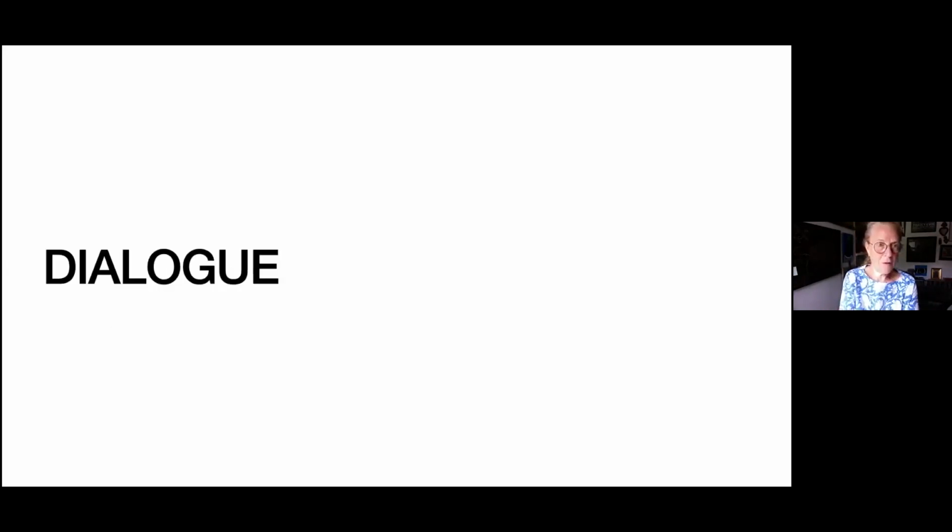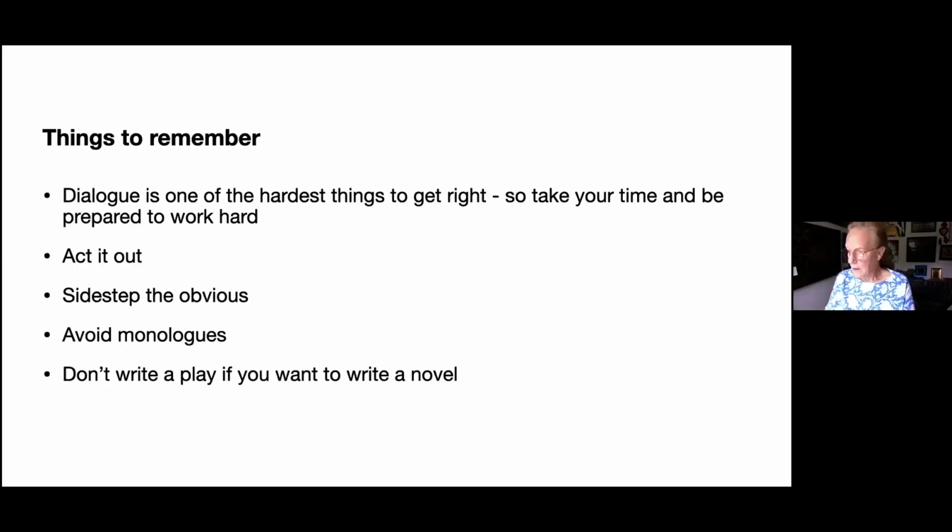Right, dialogue. So dialogue is really tricky, I'm afraid. There's nothing to say about it other than that it is really hard. It's also one of the most important things in the book because it gives us insight into the minds of the characters, and it's a really important way of giving information to the reader.